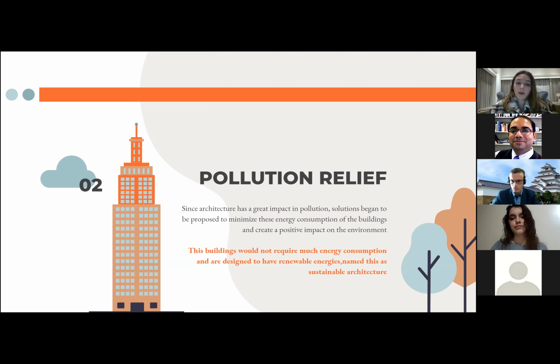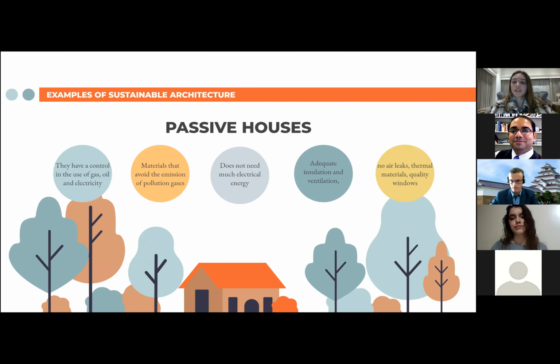The pollution relief is another theme we will talk about. Since architecture has a great impact on pollution, solutions began to be proposed to minimize the energy consumption of buildings and create a positive impact on the environment. These buildings do not require much energy consumption and are designed to use renewable energies, named sustainable architecture. An example is passive houses, which do not need much electrical energy. The materials avoid emissions of gases. They have control of the use of gas, oil, and electricity, adequate insulation and ventilation, no leaks, thermal materials, and quality windows.